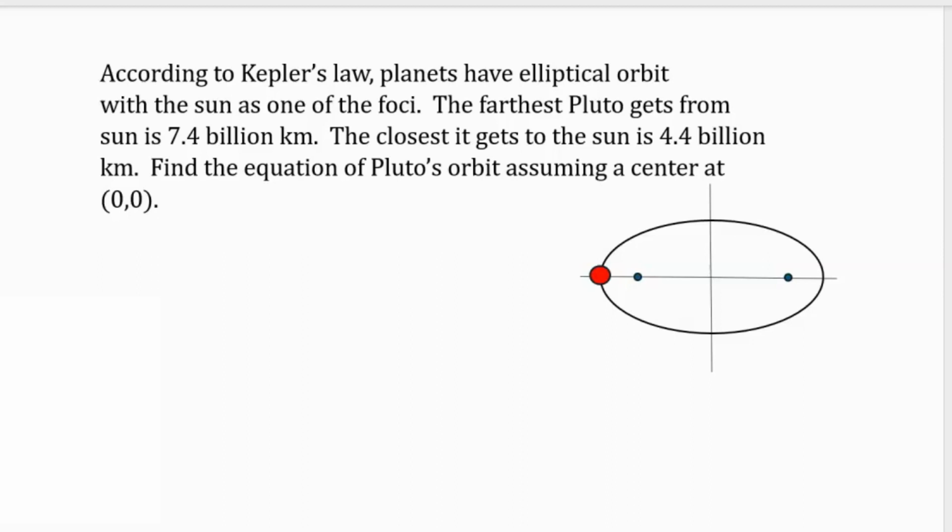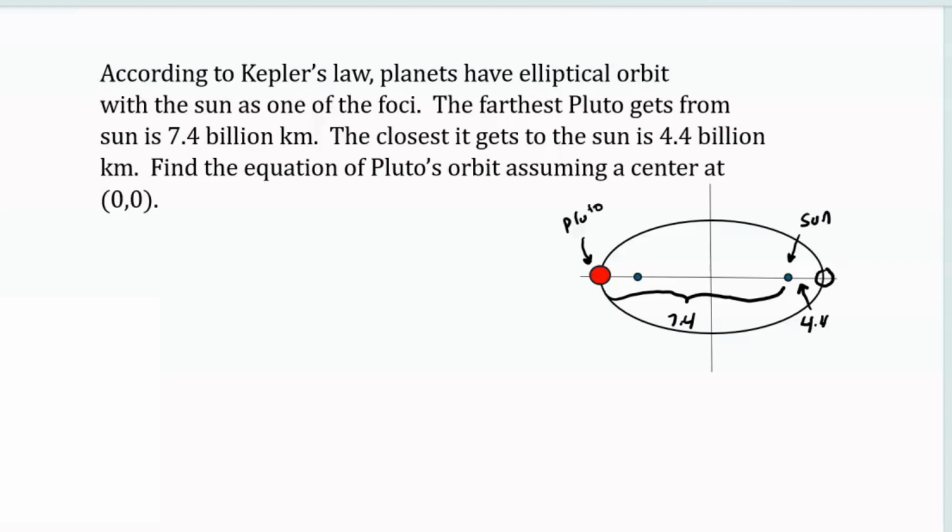Alright, so the first thing I'm going to do is mark up this ellipse here with the information that we have. I'm going to use the red dot to represent Pluto. At this point here, Pluto is farthest away from this focus, which is the Sun, which means that this distance right here from Pluto to the focus would be 7.4 billion kilometers. Now if Pluto was in this spot right here, that's its closest to the Sun in its orbit, so that would be 4.4.